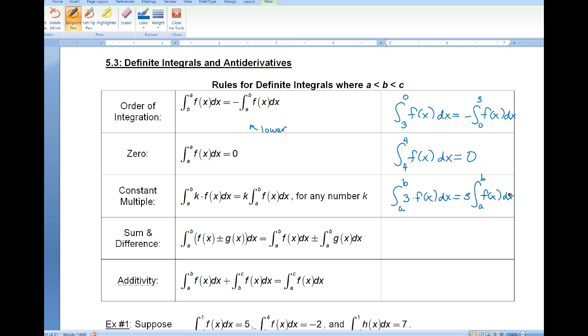Sum and difference. It's kind of like distributing the integral sign. So if you have, let's say from 0 to 5, x squared plus 2x, I can rewrite this as from 0 to 5 of x squared and from 0 to 5 of 2x. It's like I distribute the integral sign to each part. Sometimes it makes it easier, sometimes it doesn't. Just showing that you can distribute that integral sign.